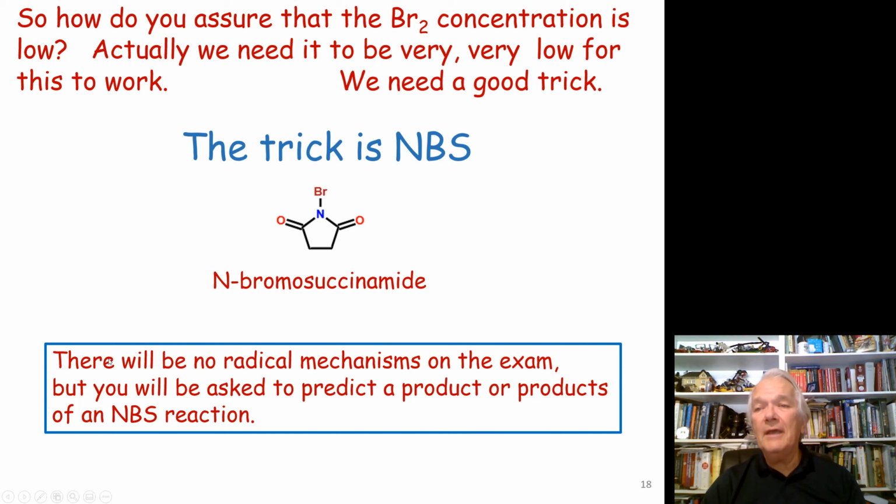Now, we're not going to ask you to do any mechanisms on the exam with radicals, but you will be asked to predict a product or products using an NBS reaction. And the secret is, of course, simply to go back to that table of bond strengths and find the weakest C-H bond in your molecule, and that's the one that's going to react with the NBS to give you a bromination product. So overall, this seems complicated, but I say you don't really have to worry about the mechanism too much, but do look at the relative reactivity of various C-H bonds.